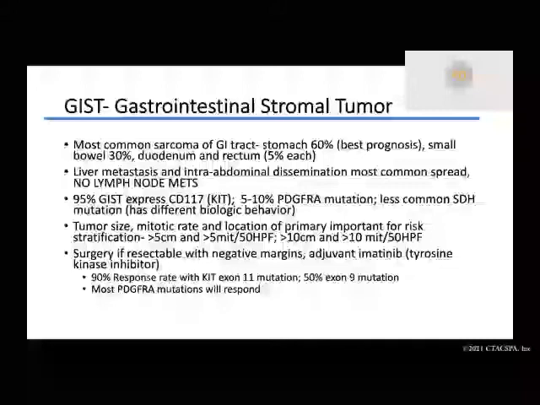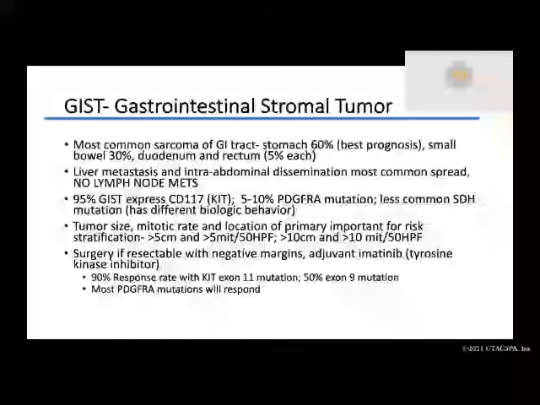If it's in the small bowel, including the duodenum, or if it's in the rectum, okay? So small bowel does worse than stomach, rectum does the worst out of any of them, okay? So the site of the GI stromal tumor is important as far as prognosis. The most common way that GI stromal tumors spread is either with liver metastases or intra-abdominal dissemination. So you get all these tiny little GISTs everywhere.